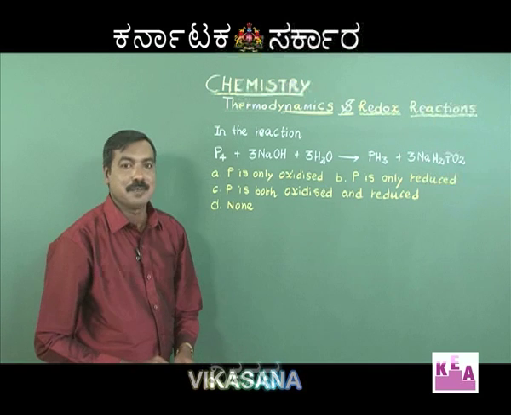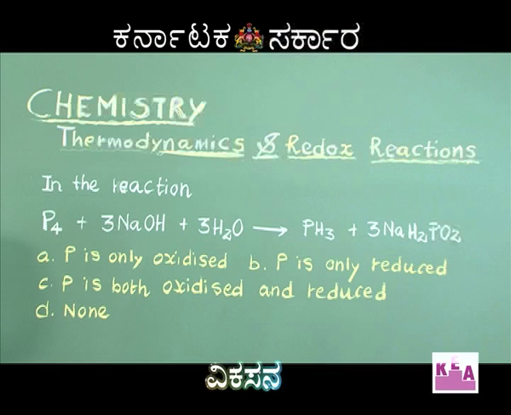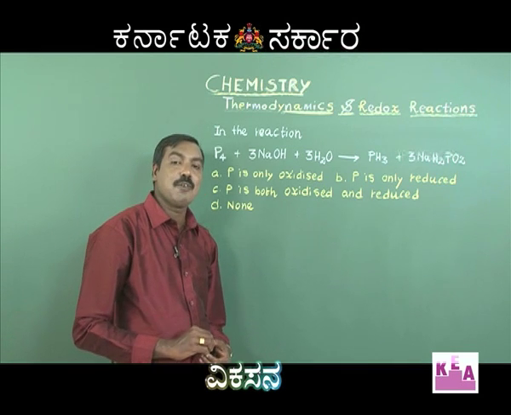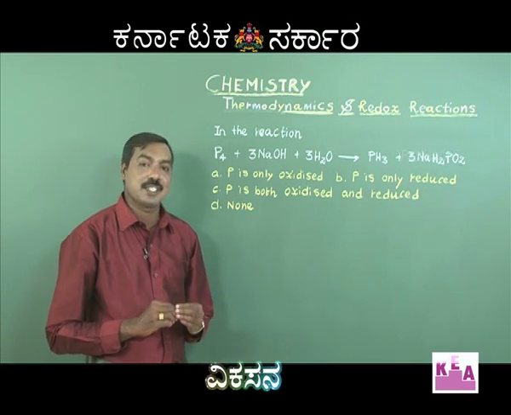In the next question, in the reaction, when white phosphorus is treated with an alkali solution, this method is a method of preparation of phosphine. We get phosphine and sodium hypophosphite. Options: P is only oxidized, P is only reduced. Option C, P is both oxidized and reduced. None of these. This is a classical example of one of the types of redox reaction.